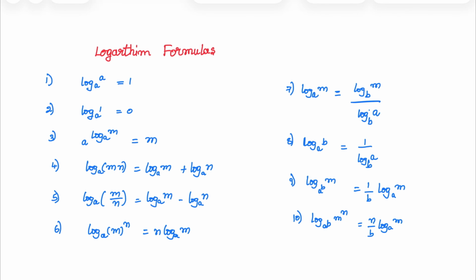Hello friends, in this lecture we are going to learn about logarithm formulas. See, these are the formulas we are using for solving all type of logarithm problems.